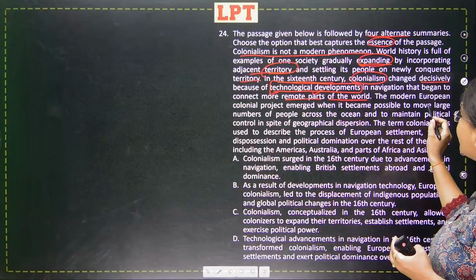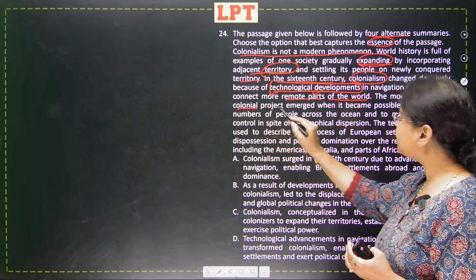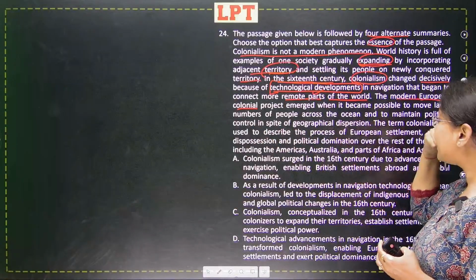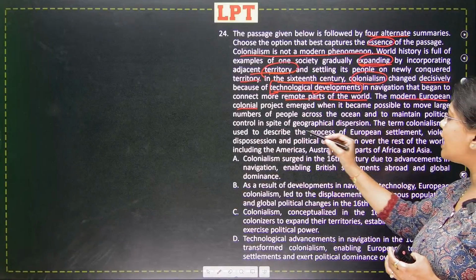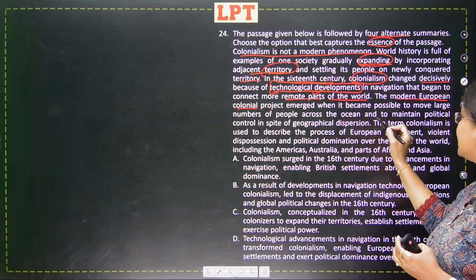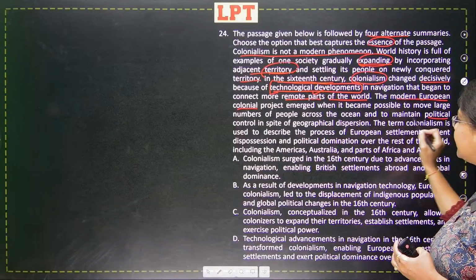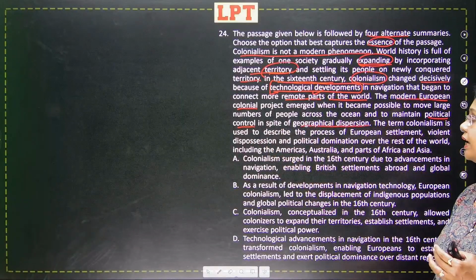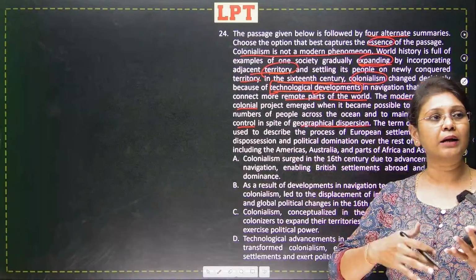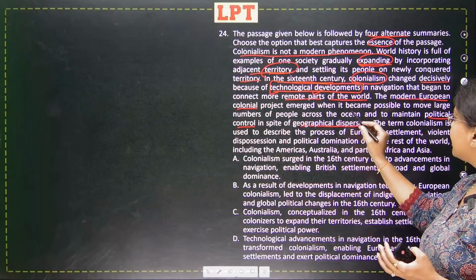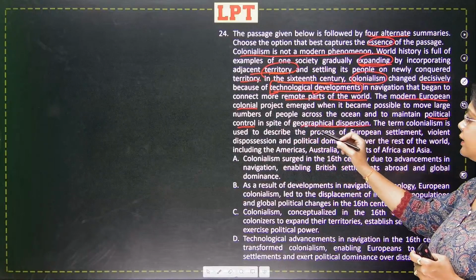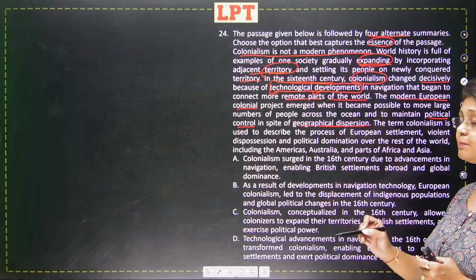Okay, the modern European colonial project. So we are talking about the modern European colonial project, which emerged when it became possible to move large numbers of people across the ocean and to maintain political control in spite of geographical dispersion. So we are talking about moving people from one place to another.